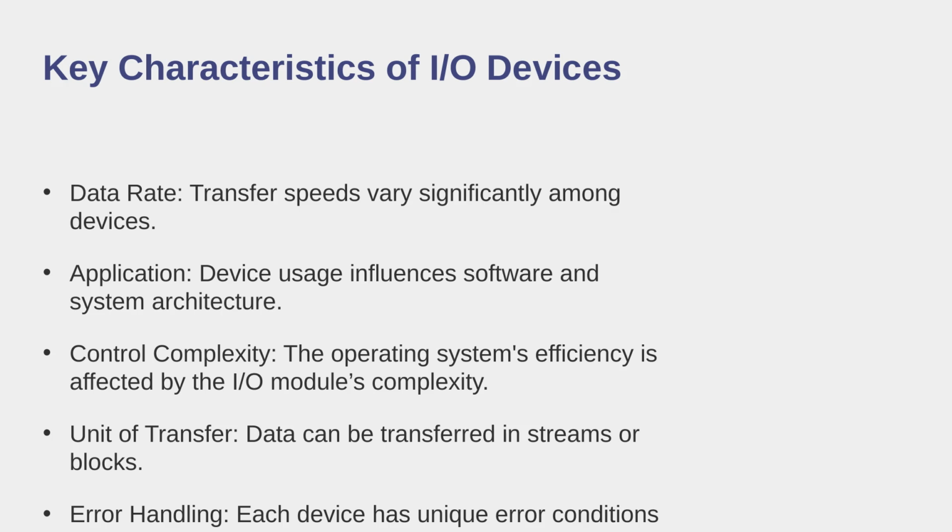For example, while a printer might simply jam, a disk drive could suffer from more complex errors like data corruption. Each device has specific error reporting and response mechanisms, which an operating system must interpret effectively to maintain performance. How do you think different error handling strategies impact user trust in technology?